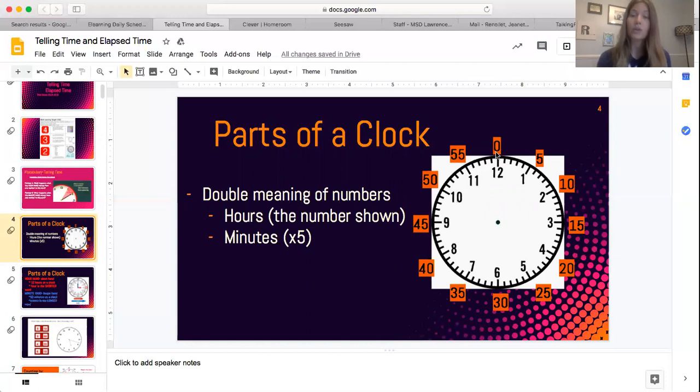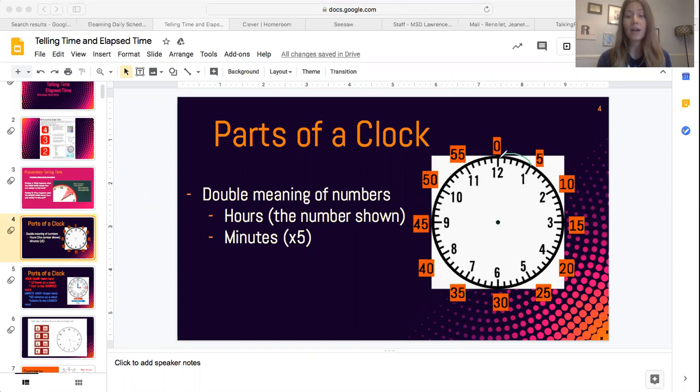This year, we're going to look inside the 5-minute chunks. We are going to count by each minute right here. Let me show you. So instead of just counting by fives, we're going to look at each minute. We call these tick marks, these little marks between each big number, and each one of them means 1 minute.